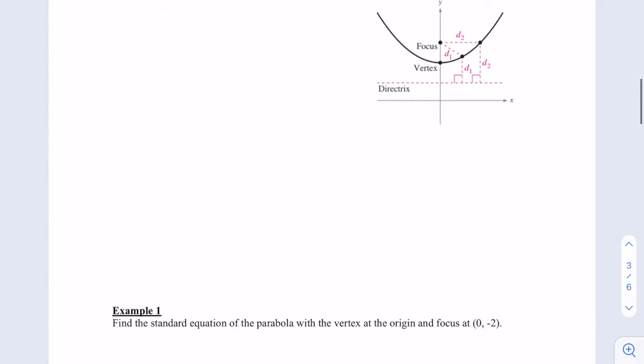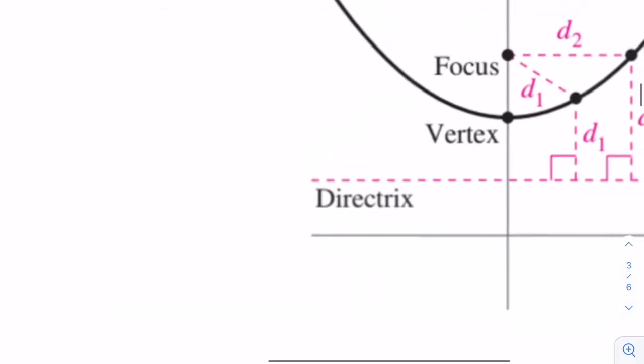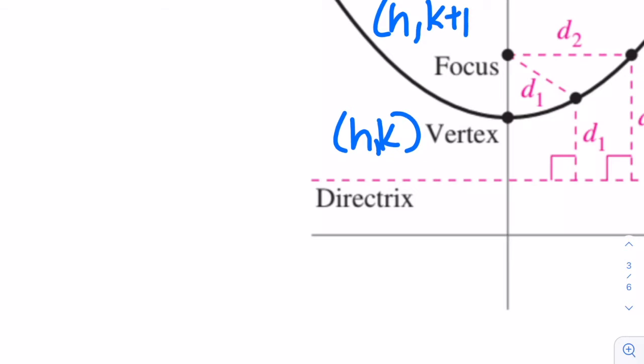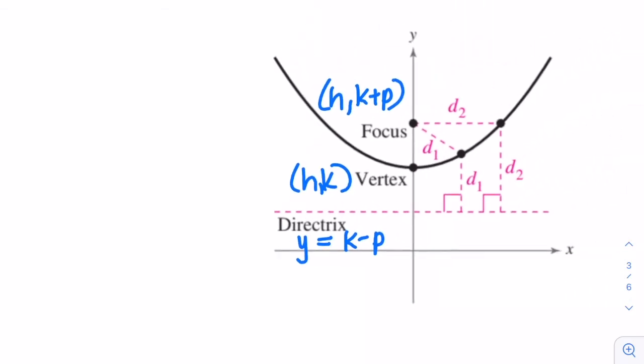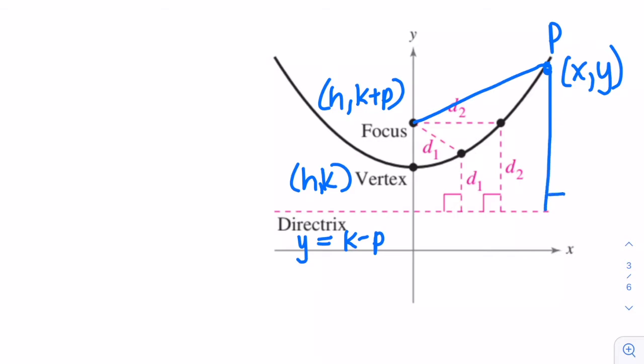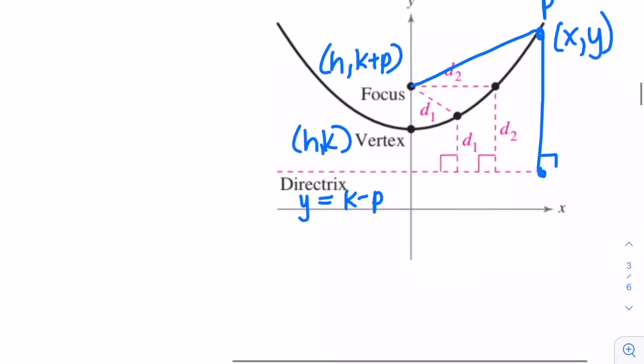Okay, let's figure out how this equation was derived. So I'm going to label the key values here. So we know the vertex, well, that's h, k. We know the focus, which is right above it, will be h comma k plus p. And then the directrix will have the equation y equals k minus p. Okay, so let's identify a point out here and just label it x, y. So we know this point will be equidistant from the focus and the directrix. So this coordinate would be x comma k minus p.